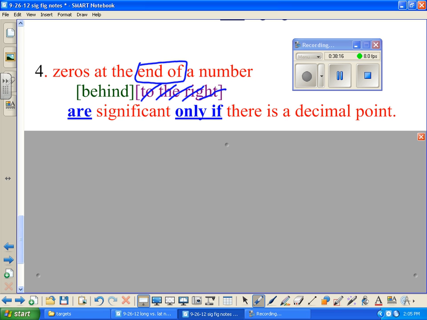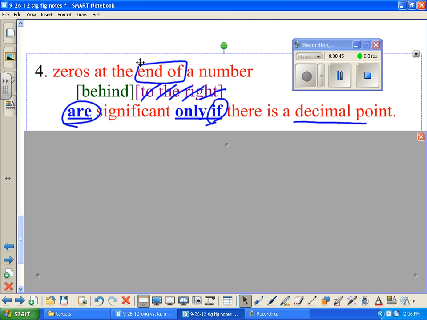All right. This is a way to get in the club if there's a decimal. So this is the only if rule of the 4. Take a moment. Decide, am I going to write zeros at the end of a number are significant only if there's a decimal point? Or zeros at the end of, behind a number, are significant? You choose which of those 3 phrases.